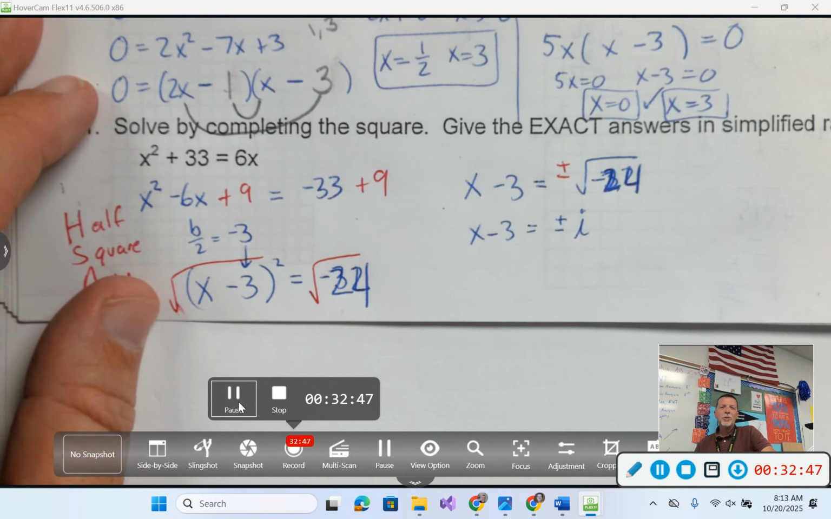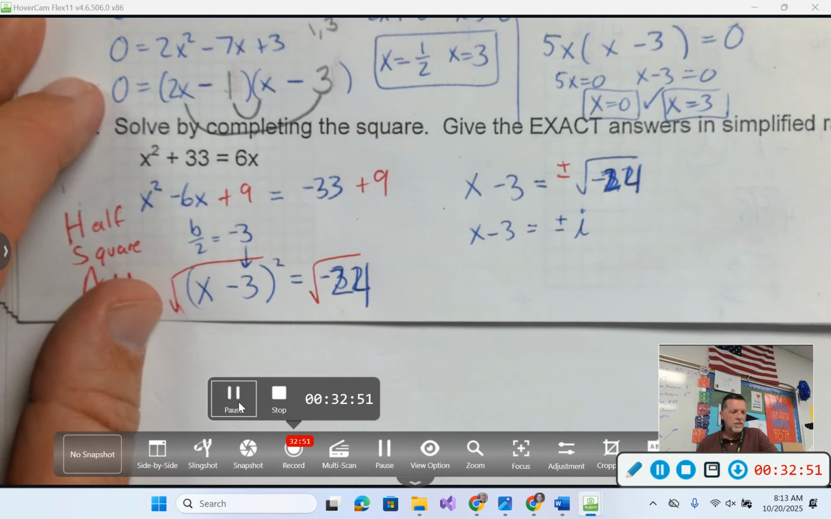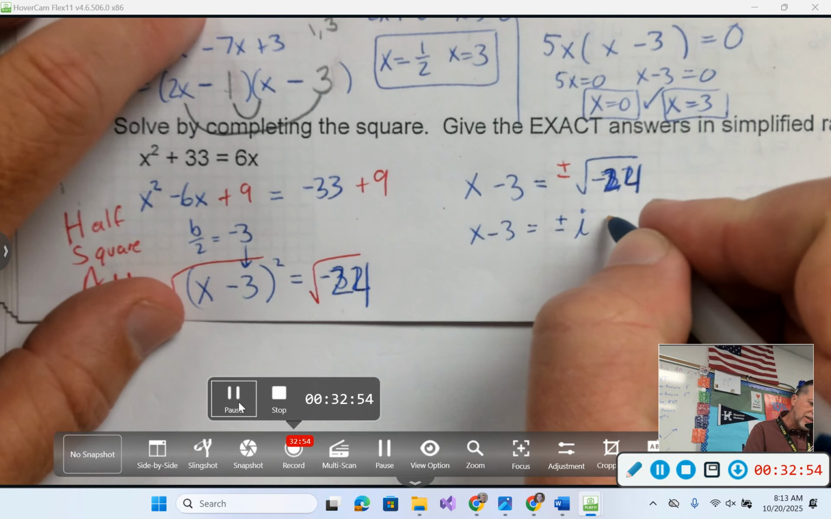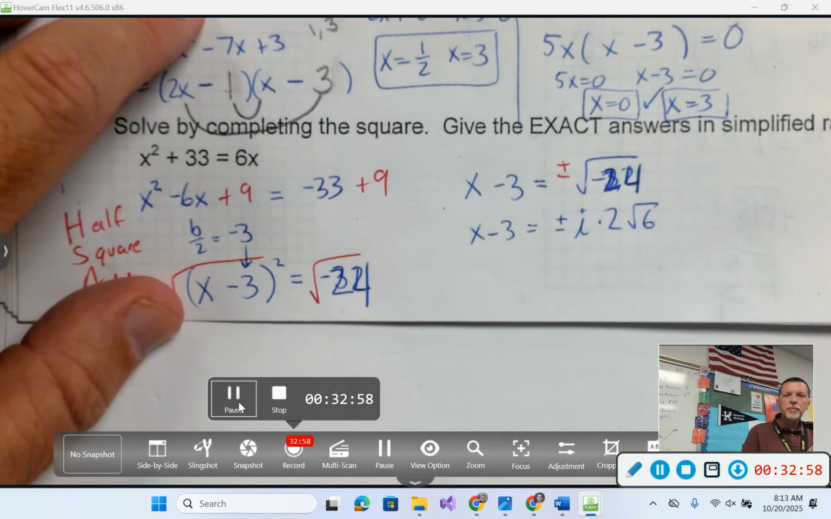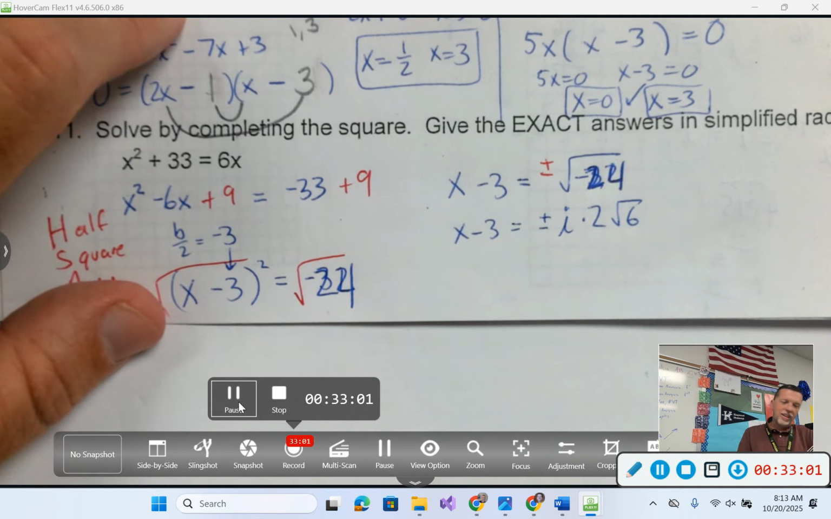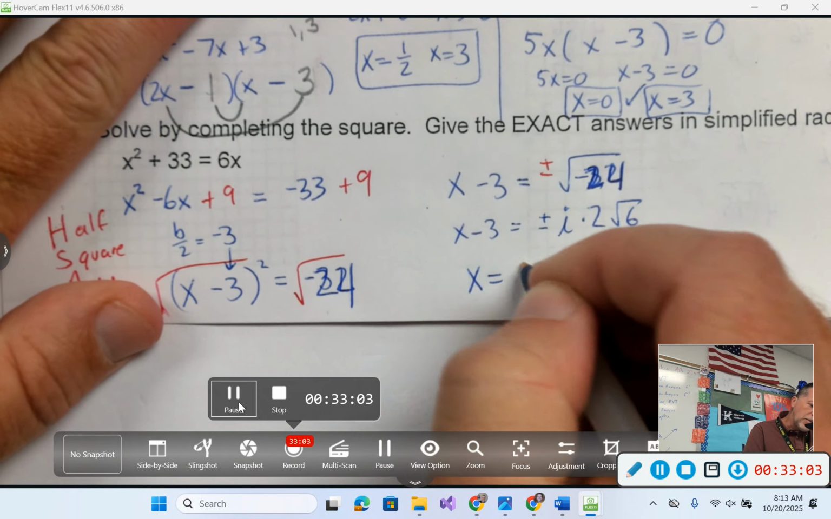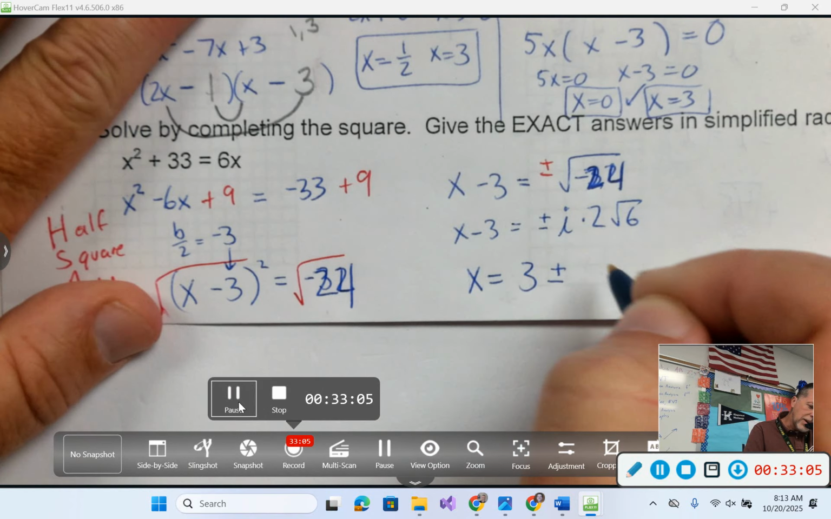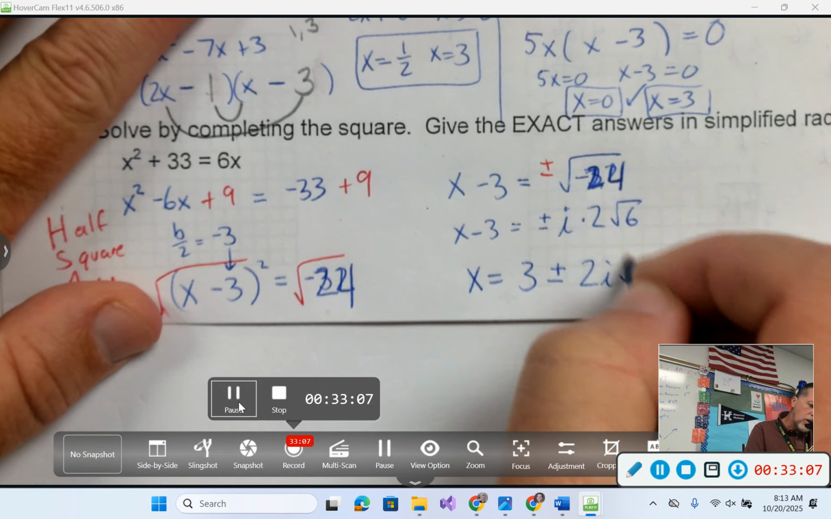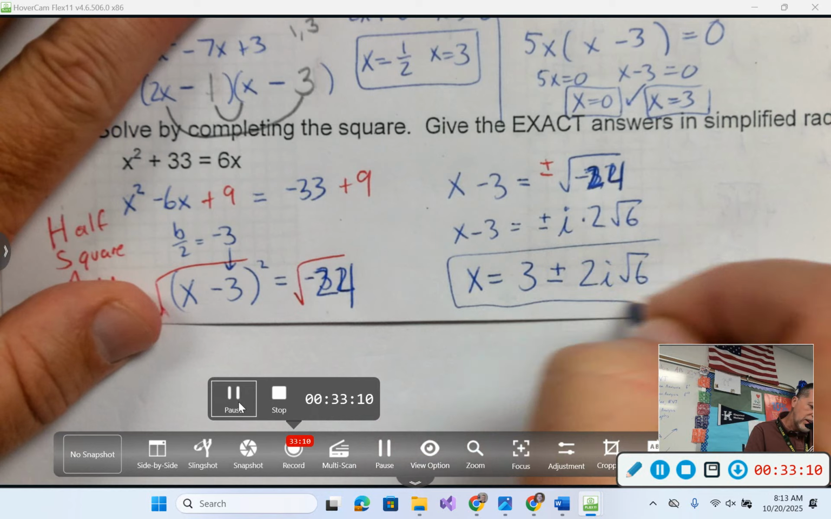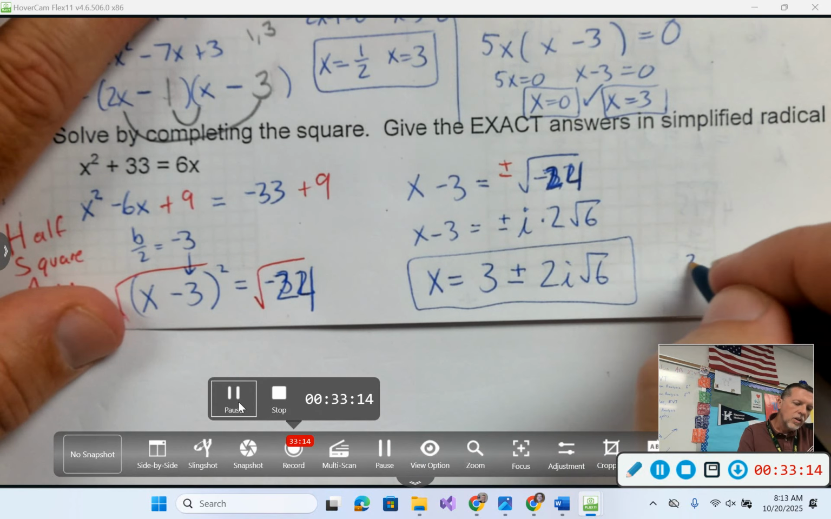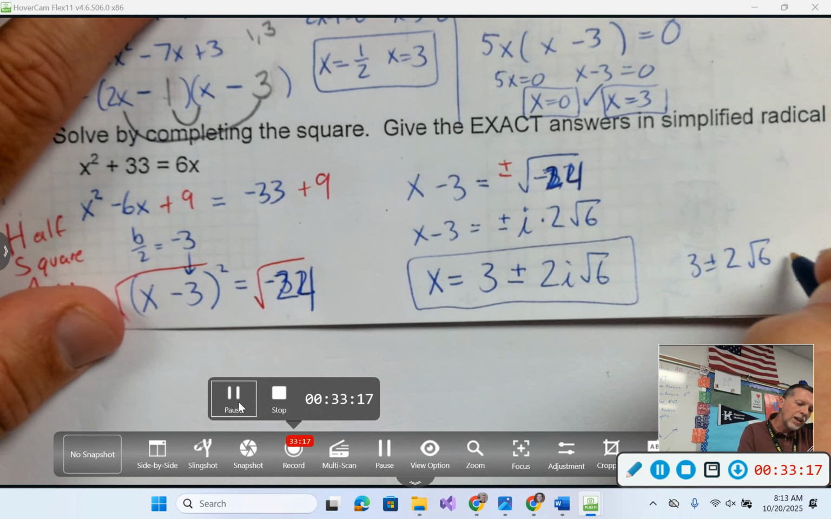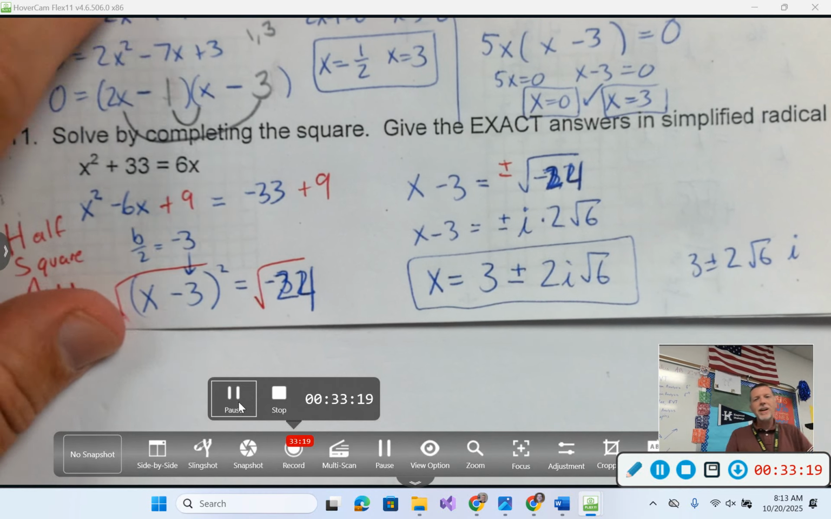All right, how can I split up 24? 6 and 4. So that would be 2 square root of 6. This is going to look funny because the i is in front. Move the 3 over. So 3 plus or minus 2i root 6. Or if you want the i at the end, that's okay. Just make sure it's clearly not under the radical.